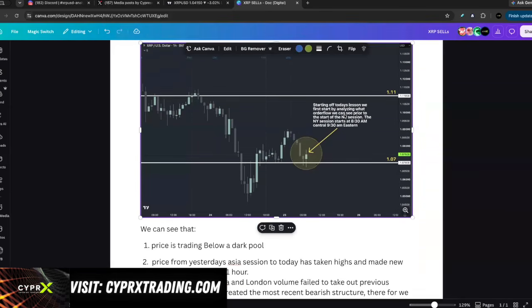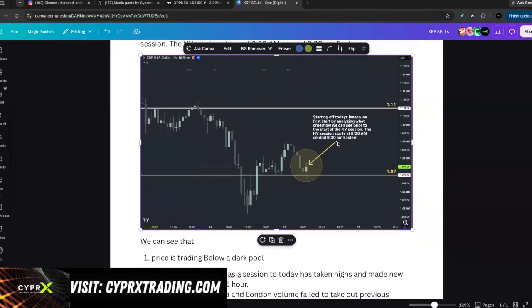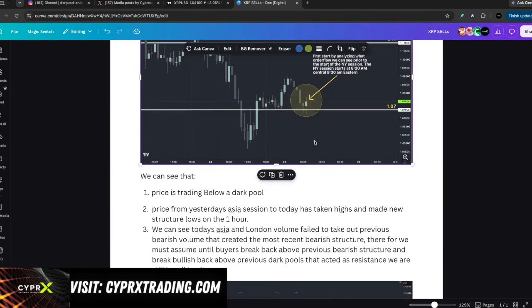So, what can we see? We can see number one, that price is trading below a dark pool. You can see that price had sold off from roughly about $1.11 all the way down below the $1.07 dark pool to about $1.04. Number two, we can see that price from yesterday's Asia session to today has taken highs and made new structure lows. And I'll go back to the picture in just a second.